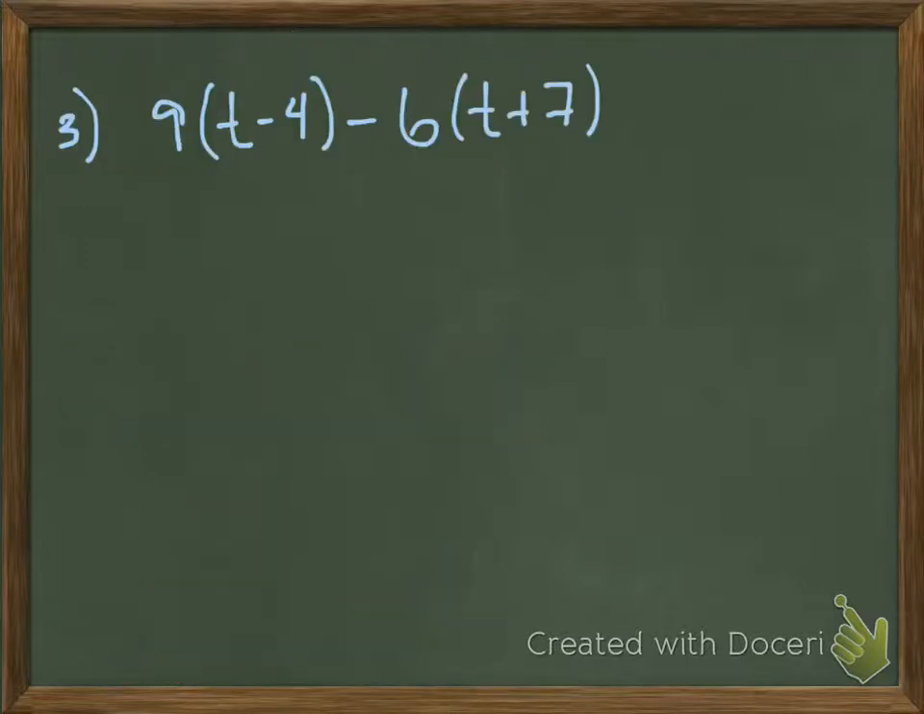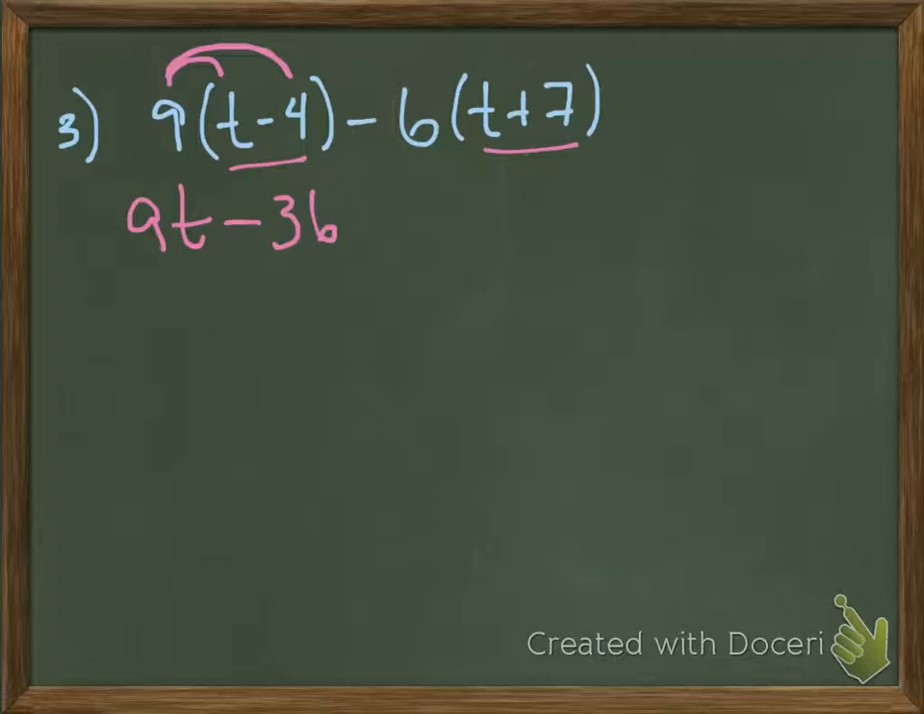Example number 3. Again, we have parentheses, but we can't do anything in those parentheses because t and negative 4 can't be combined, and the t and the positive 7 can't be combined. But we can use the distributive property. Remember, this 9 means we're going to multiply 9 times everything in the parentheses. So 9 times t gives us 9t, and 9 times a negative 4 gives us minus 36.